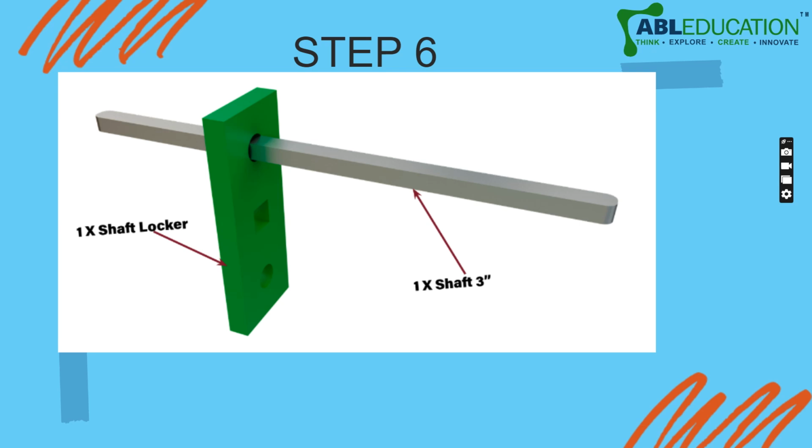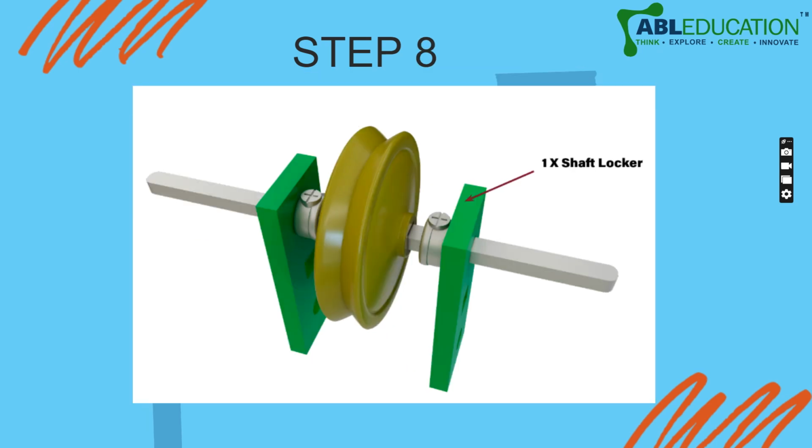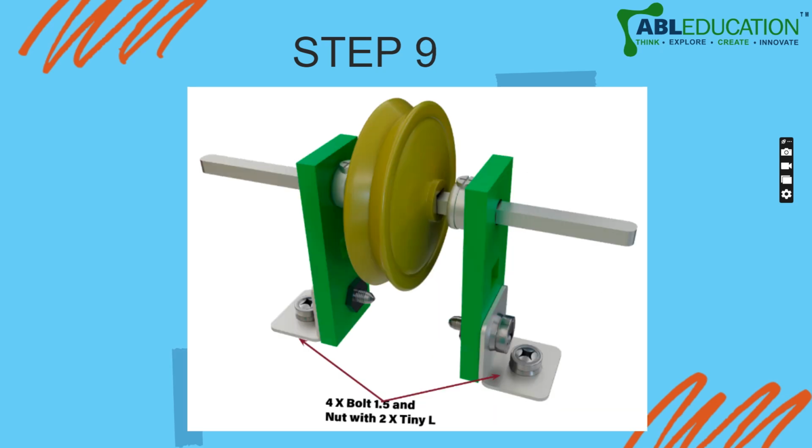Alright. And finally, you have to use one shaft locker and one shaft that is about 3 inches long. And then you have to place an axle lock, and on each side of the axle, you have to place a pulley. And on each side of the pulley, you have to place an axle lock. And finally, you have to use a shaft locker at the end of the axle.